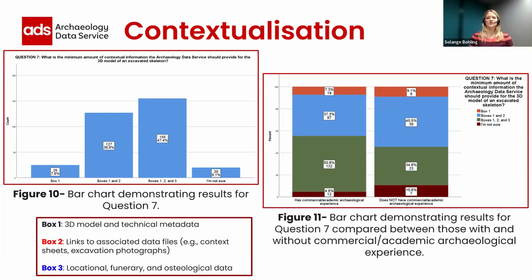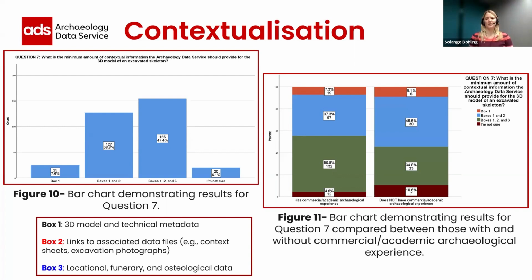Considering this, a large majority of respondents preferred boxes 1 and 2, or boxes 1 through 3, 86% combined, as shown in Figure 10. This suggests that despite the cost incurred, more contextual information was desired.